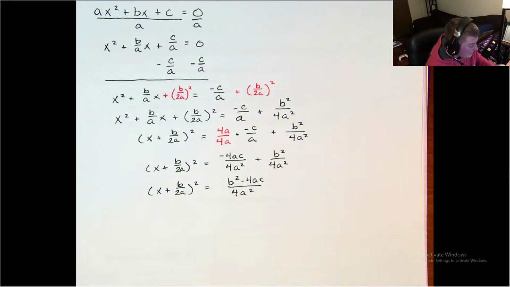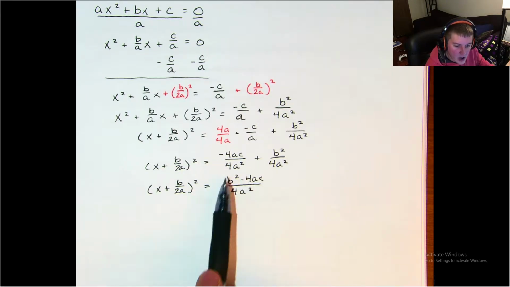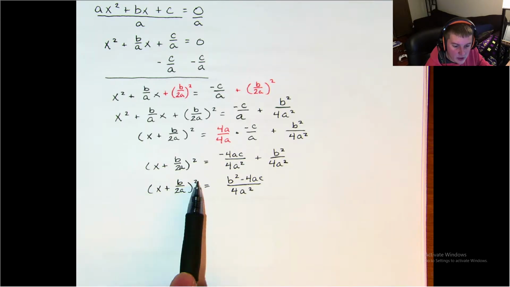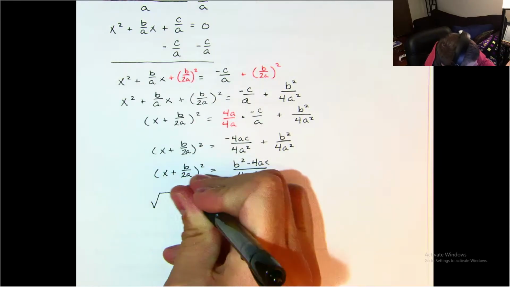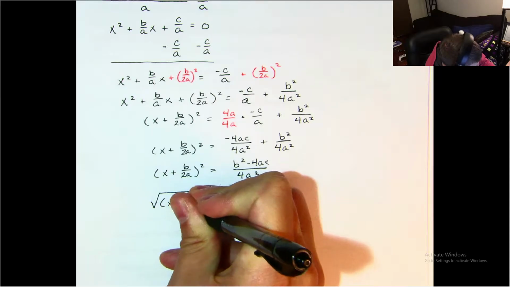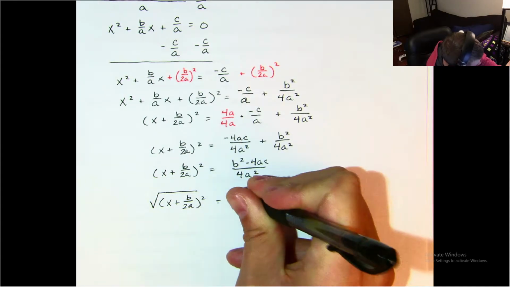Okay, and so now that this is just one concise term, and this is factored into a binomial squared, I can just take the square root of each side. So I can take the square root of x plus b over 2a and take the square root of this whole thing here as well.